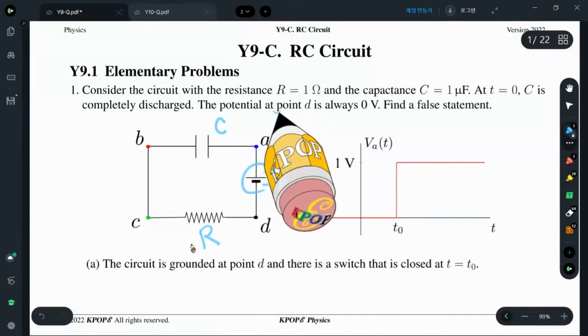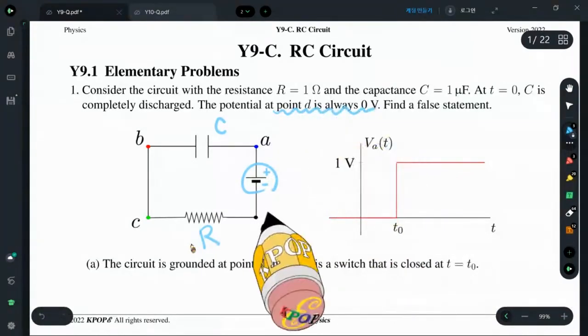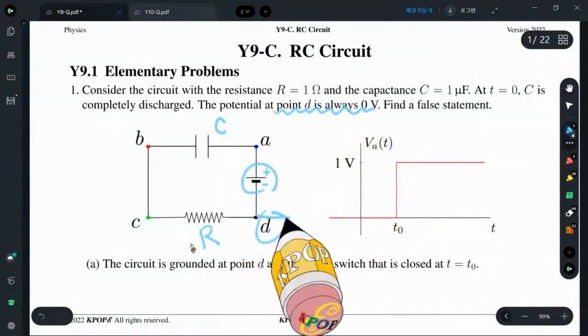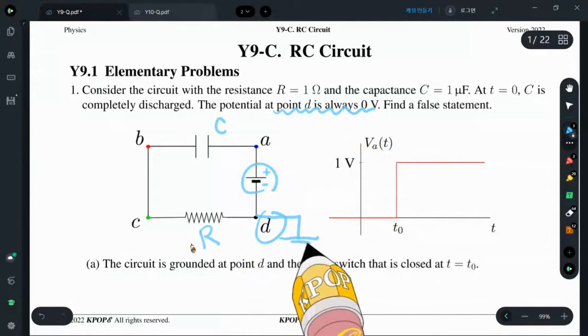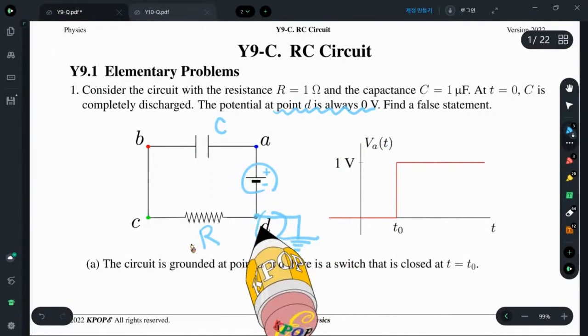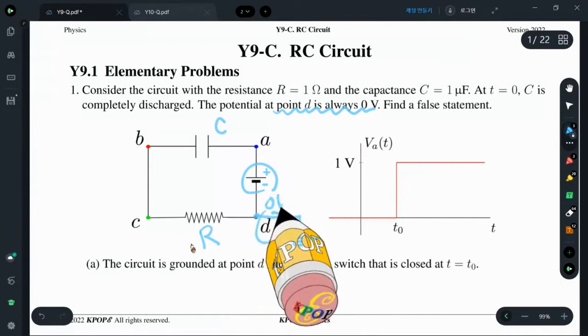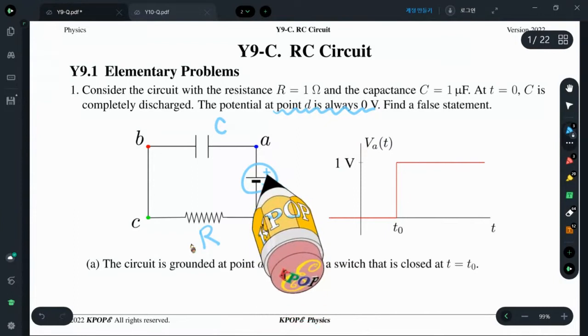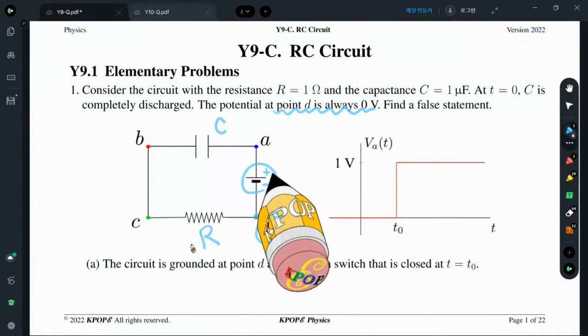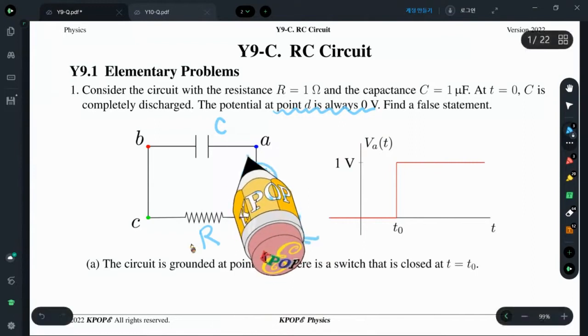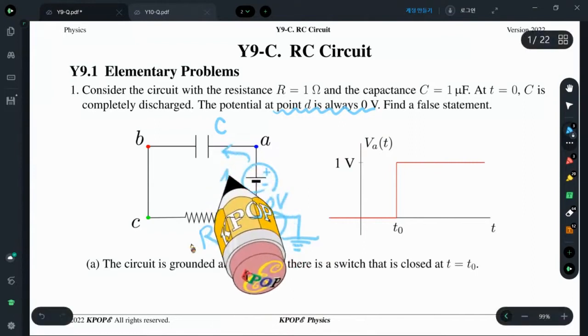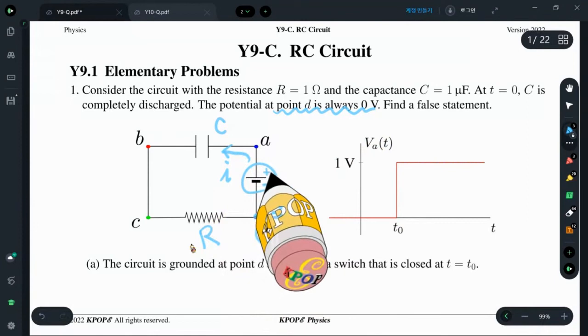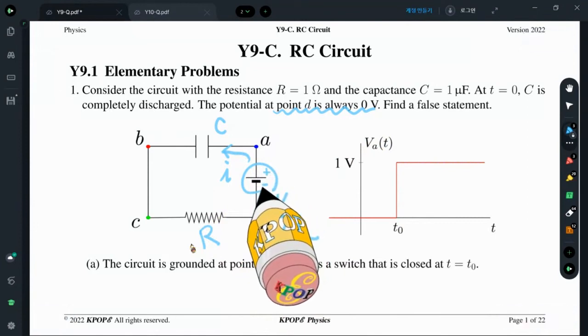Here, point D is always 0, so this one is grounded. So Earth is here, so it is always 0 volts, and this is positive. So the current tends to flow from the positive terminal of the battery. Okay.